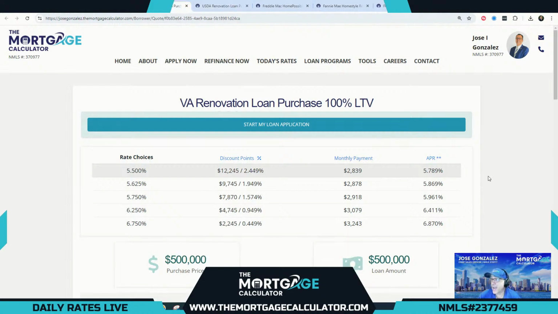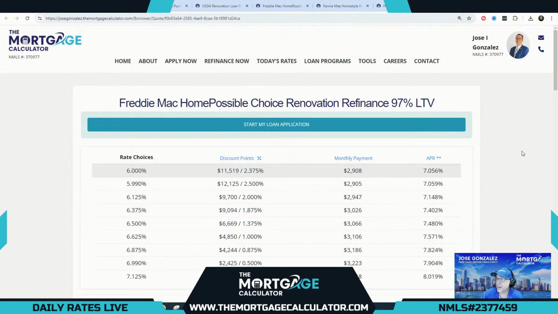And for another high LTV, 100% LTV option is our VA renovation loan purchase. 6.75 is our lowest cost option at par, costing 4.449 actually, and you can buy that down all the way to 5.5% at a cost of 2.449.